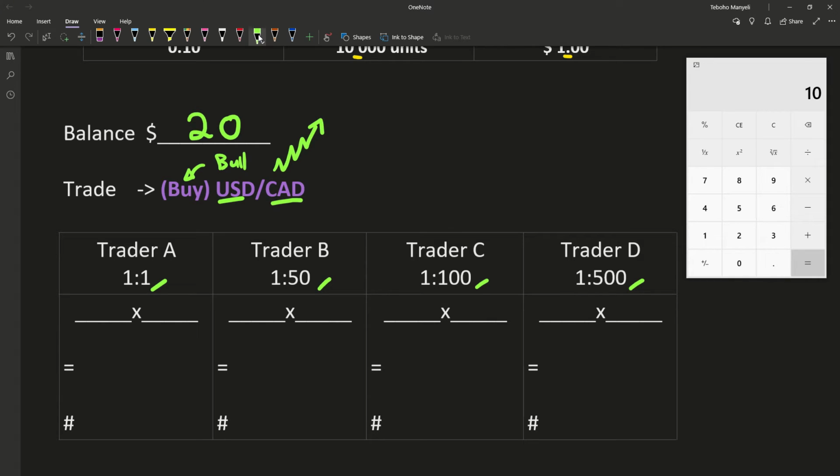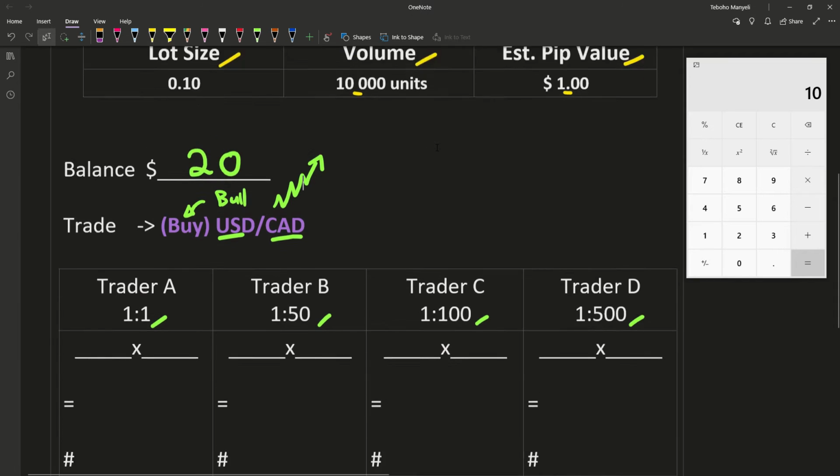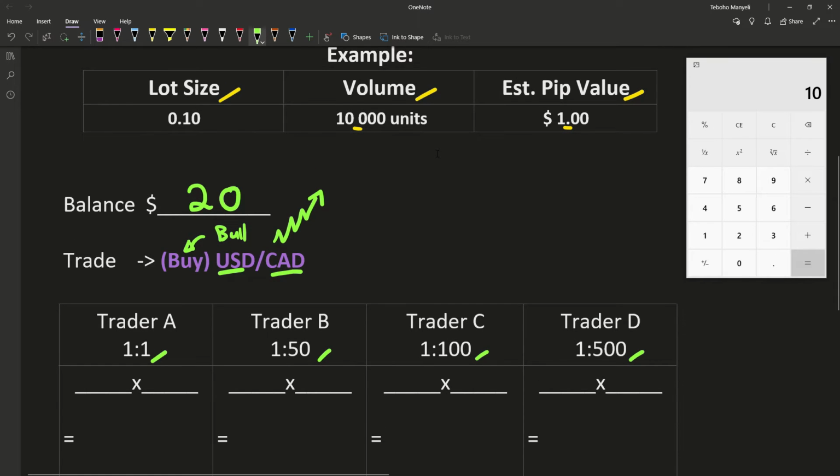But the important thing here that we have to notice is that we spoke about volumes, and volumes state that a 0.10 would then be 10,000 units. Okay, these units actually refer to the currency that you're trading. So in this case, we're trading the USD because we're buying. So the units that we're looking for are the dollar units, which means if I use a 0.10 to buy USD CAD, I would need to acquire 10,000 units of the United States dollars.